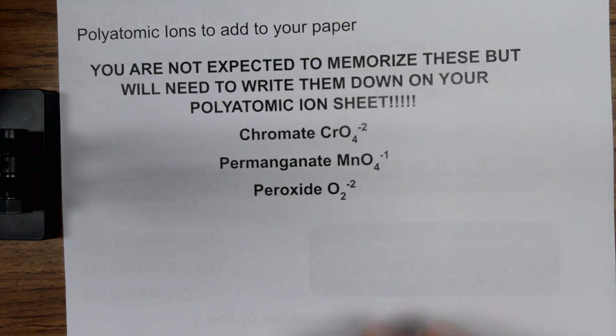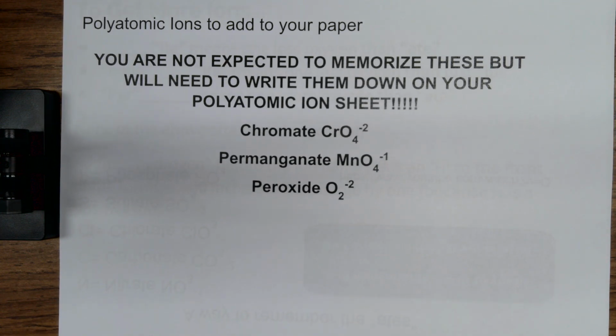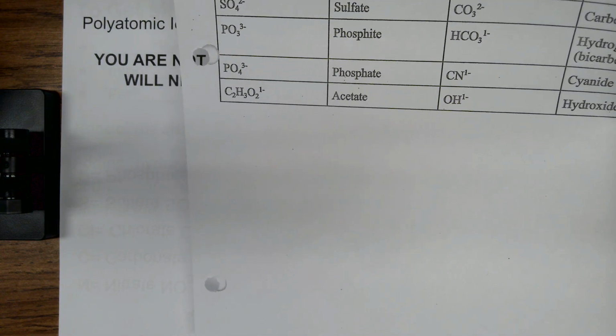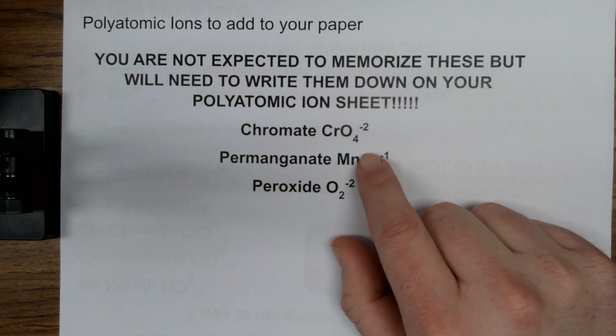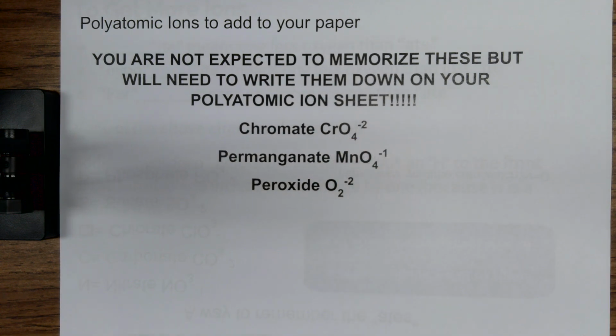There are 3 that I would like for you to write down on your polyatomic ion sheet. At the bottom of that sheet, you want to write down these 3 other polyatomic ions: chromate, permanganate, and peroxide. Now, like I said, these 3 you don't have to memorize, but we are going to see them fairly often, again and again.